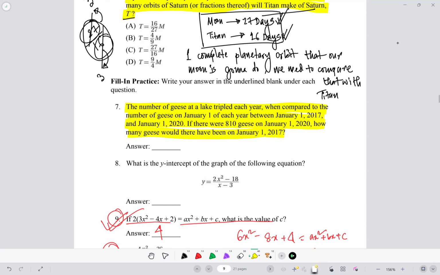The number of geese at a lake tripled each year. When compared to the number of geese on January 1 of each year between January 1, 2017 and January 1, 2020, if there were 810 geese on January 1, 2020, how many geese would have been on January 1, 2017?